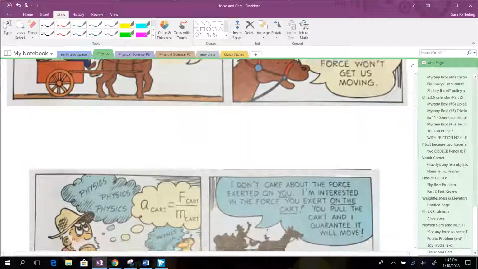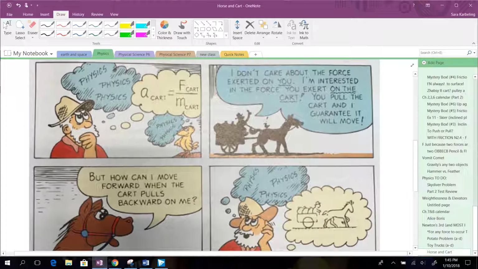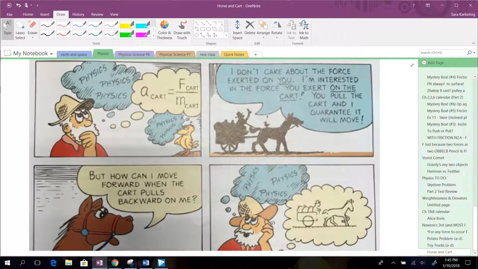So let's take a look at what he says next. Physics, blah, blah, blah. I don't care about the forces exerted on you. Just the force that makes him pull. He's not very kind, is he? It's the same one.